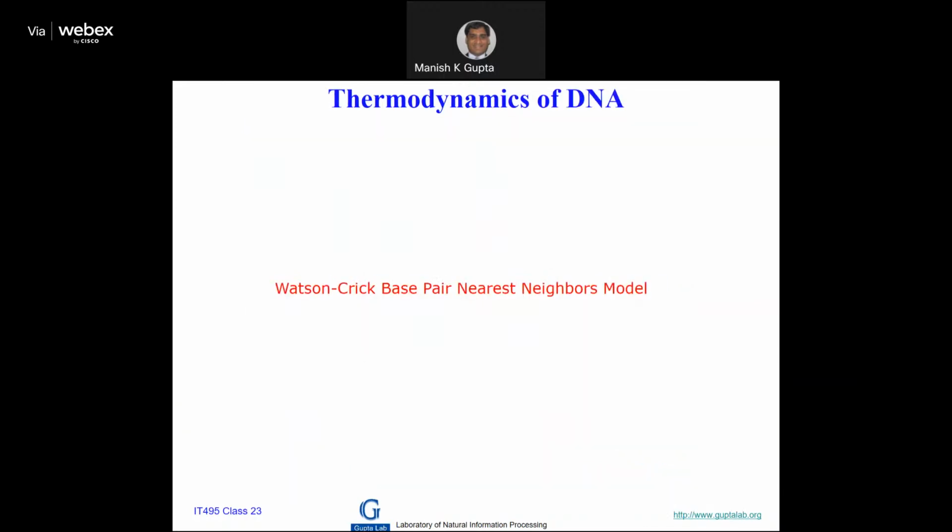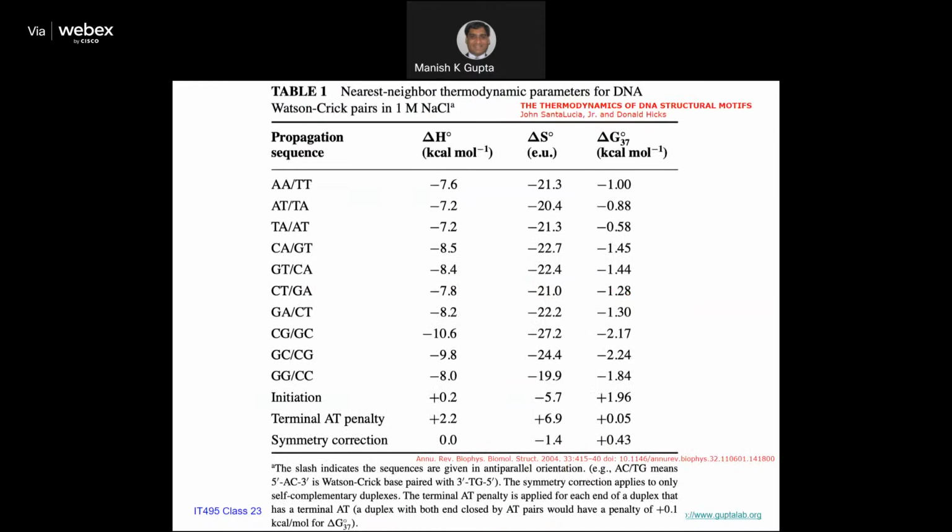Okay, so now we are going to tell you about the Watson-Crick base pair nearest neighbor model. This is very important. When we look at the thermodynamics of DNA, because here everything is DNA or ACGT, there is a popular table that people use. This is the table: nearest neighbor thermodynamic parameters of DNA. So the pair is AA/TT, with these quantities delta H, delta S, delta G.